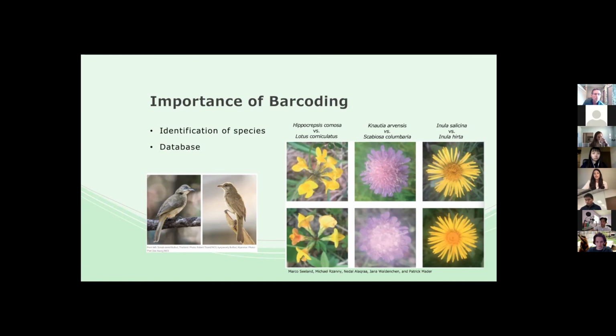Another reason that barcoding is important is because it can be uploaded into a database. If barcoding is more widespread and more research is done with it, then more species are able to be barcoded. And if someone with an unknown sample is trying to figure out what it is, they would be able to upload the sequence of DNA they extracted and run it through something like BLAST and figure out what their sample is based on previous barcoding.